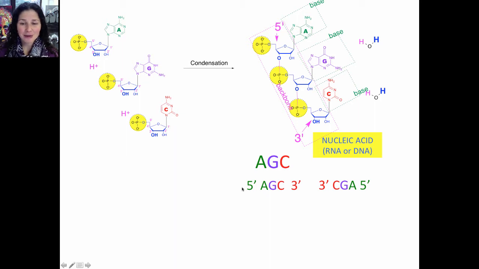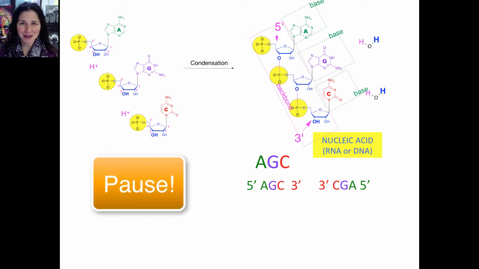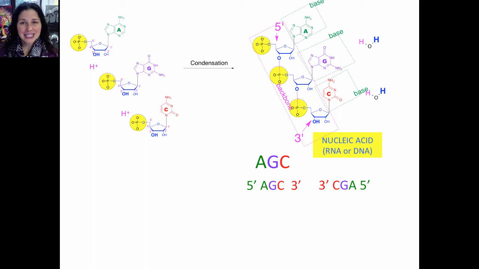These are 3 different representations for the sequence of this particular nucleic acid. Now let's see if you can use this information to answer number 4 and 5 correctly. If you haven't answered them yet, pause the video now and answer them. Okay, let's see if you're correct about number 4 and 5.